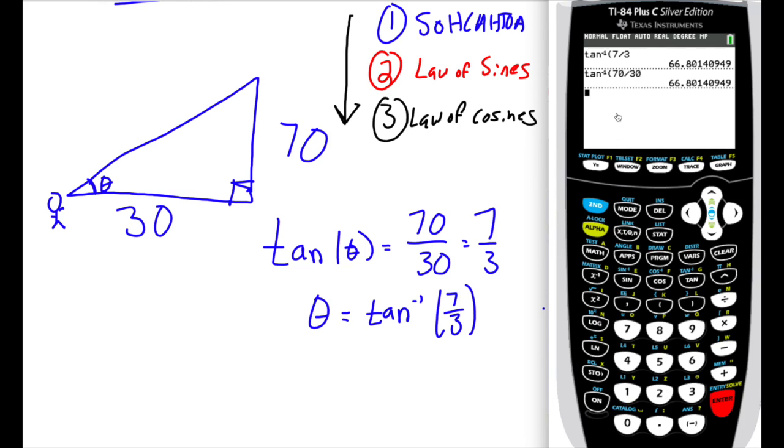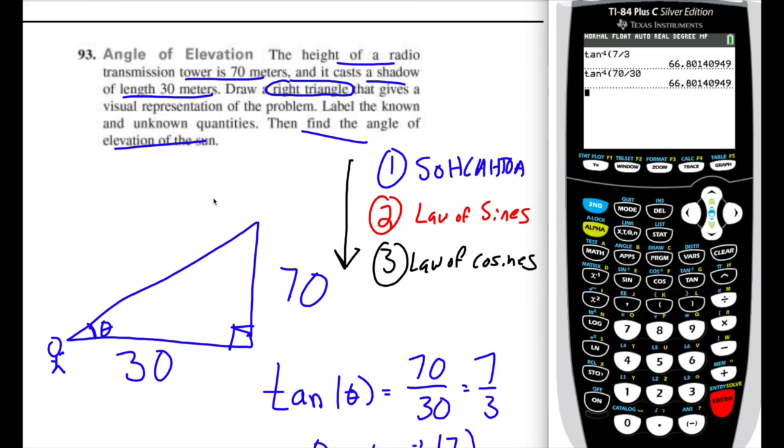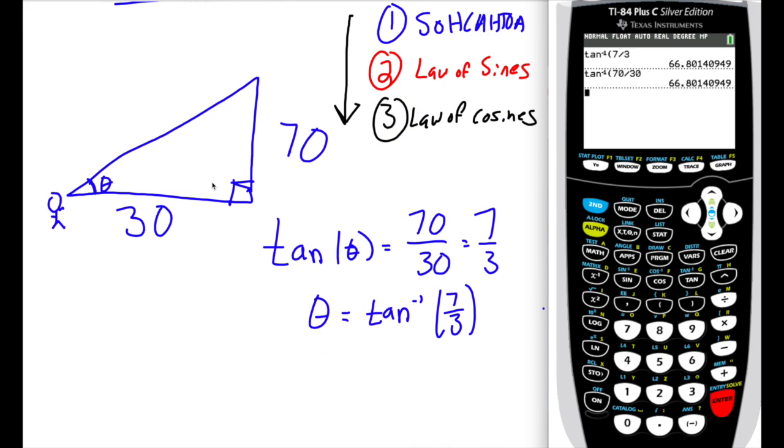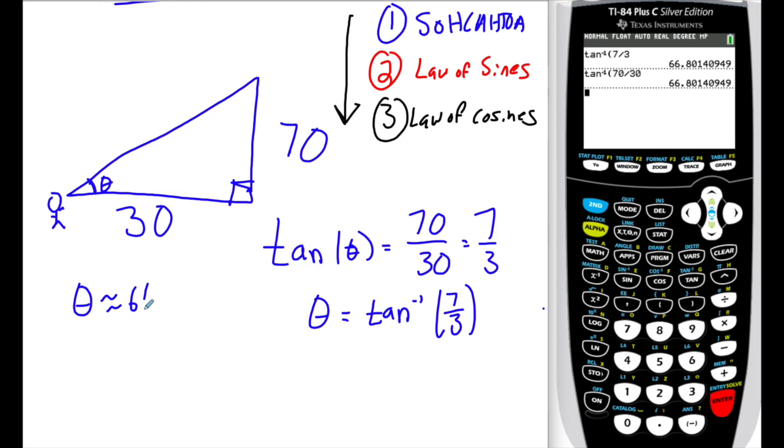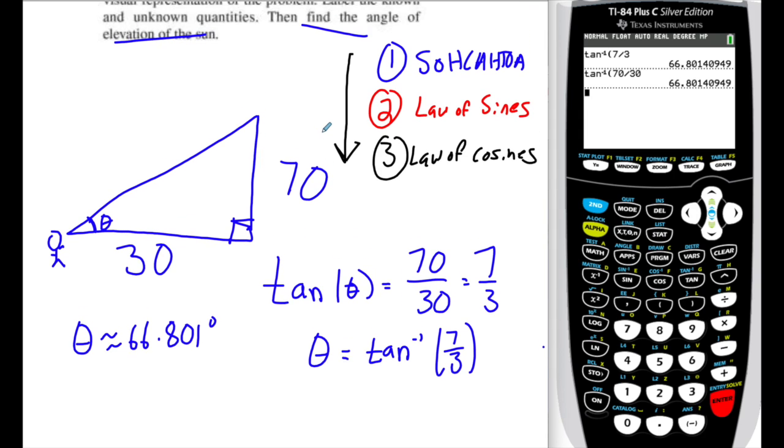Okay, you can see it makes no difference because 7/3 and 70/30 are equivalent, so it shouldn't matter which one you plug in. Okay, so what we have here, do we see any, nope, we're not asked to provide any kind of estimation here. So I'm going to say theta is approximately 66.801 degrees. Okay, please remember that when you're finding an angle, you're using the inverse function. When you're trying to solve for a side, you're using the regular tan, right?